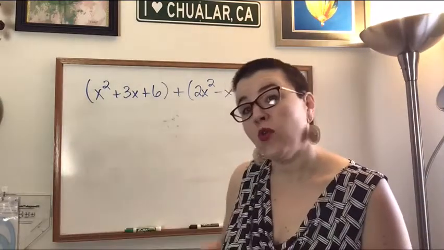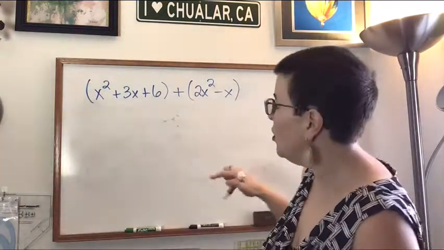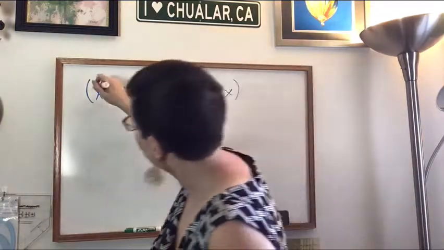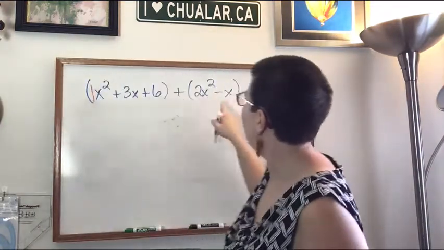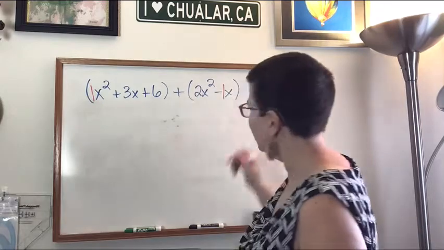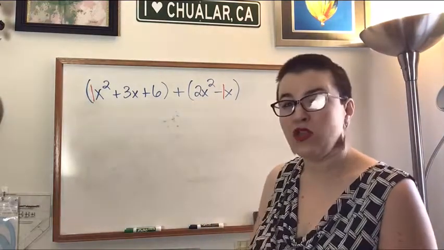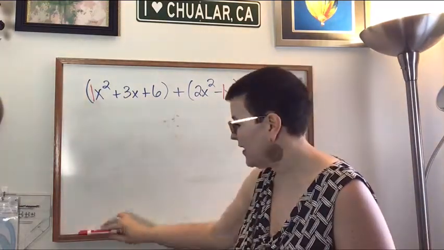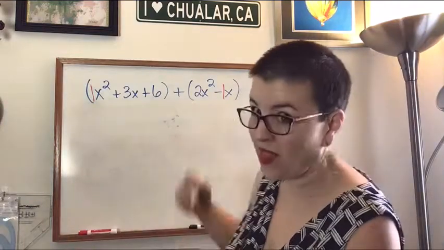If you struggle with your numbers at all, keep in mind that this x squared is really a 1x squared, and this negative x is really a negative 1x. All right, so make sure you remember they have a 1 on them, so when you're adding and subtracting, they do have to combine with that 1.